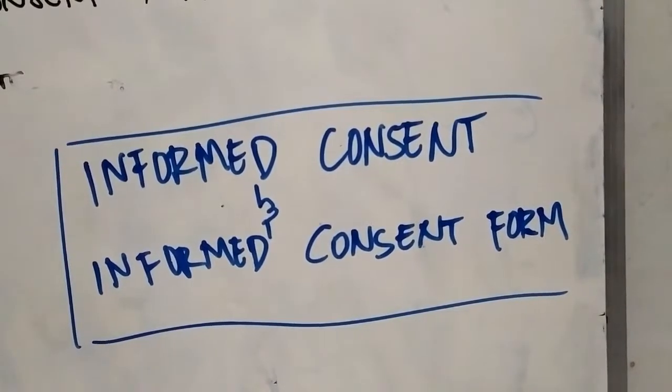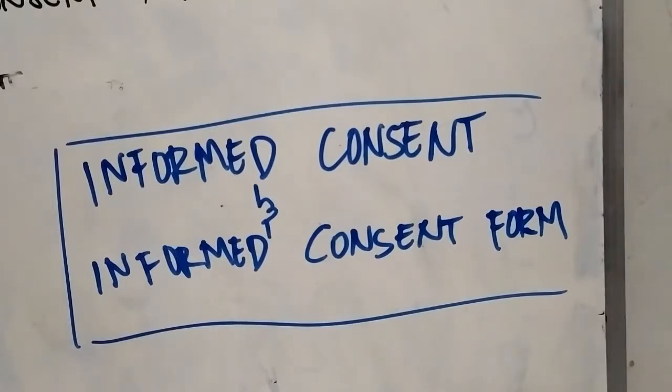The next thing that I want to discuss is informed consent and the informed consent form. Informed consent is actually the most essential part in research ethics. Informed consent is verbal or non-verbal consent about whether the participants want to participate in our research or not. An informed consent form is the document about informed consent.